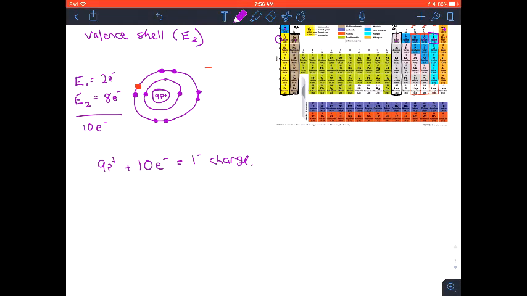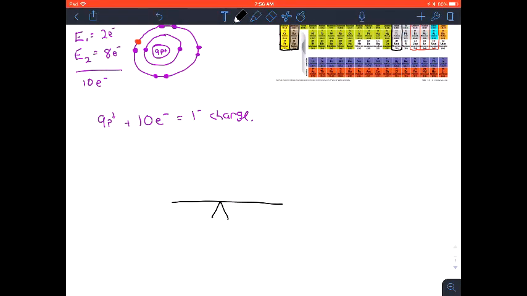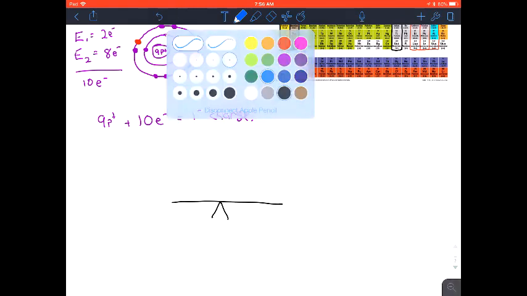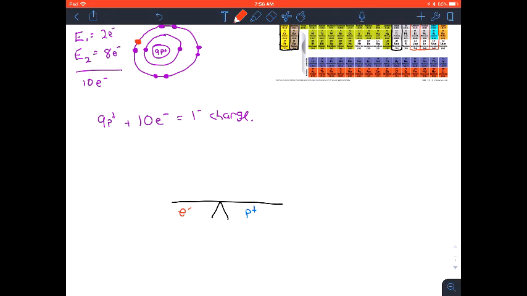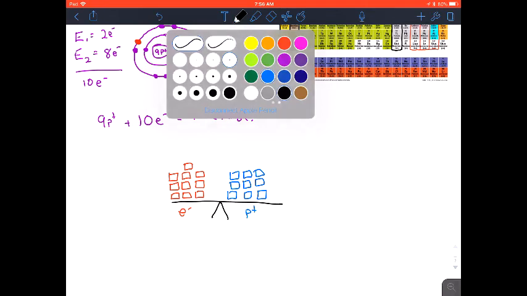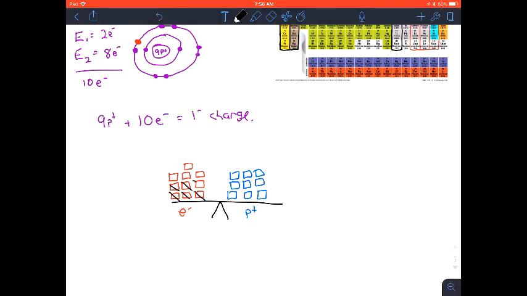Visually, if you need the visual explanation, which is fine, think of the seesaw where we have positive protons over here, negative electrons over here. Draw our boxes. Then we'll cancel them out. 9 on this side, 9 on this side. So now you're left with a 1 negative charge on the electron side. So it gives you a negative charge.